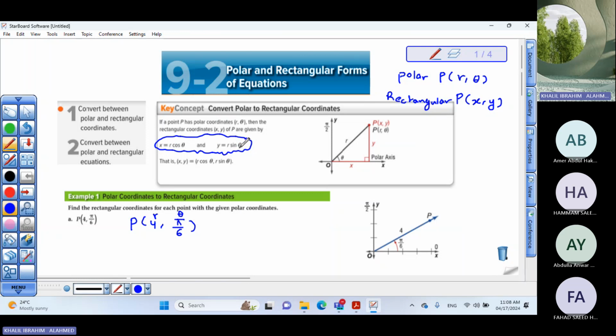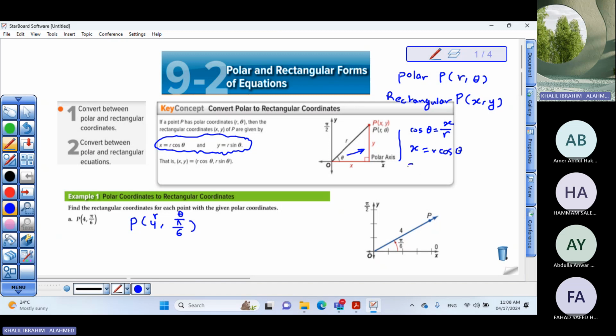From where does this formula come? As you see here, this is theta, this is r, this is x. We can write what is the opposite of theta, y, and the adjacent of theta, x. Cosine theta equals adjacent over hypotenuse. Adjacent is x, hypotenuse is r. We can write x equals r cosine theta, cross product.